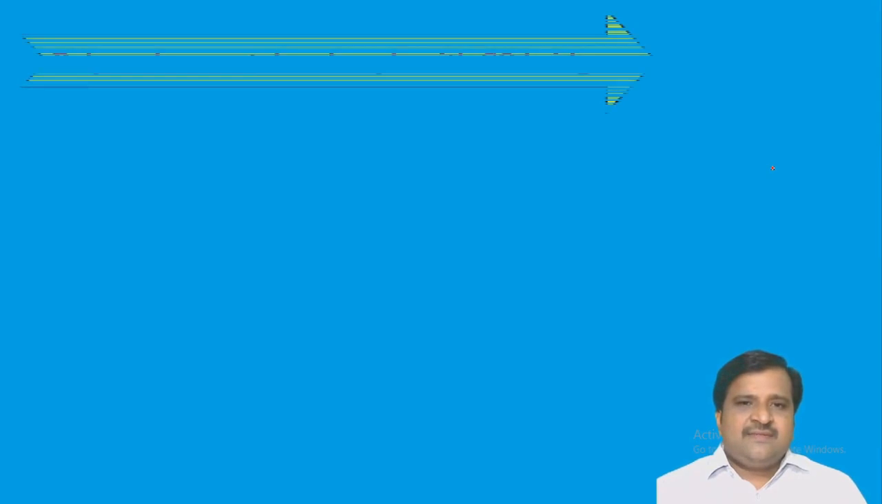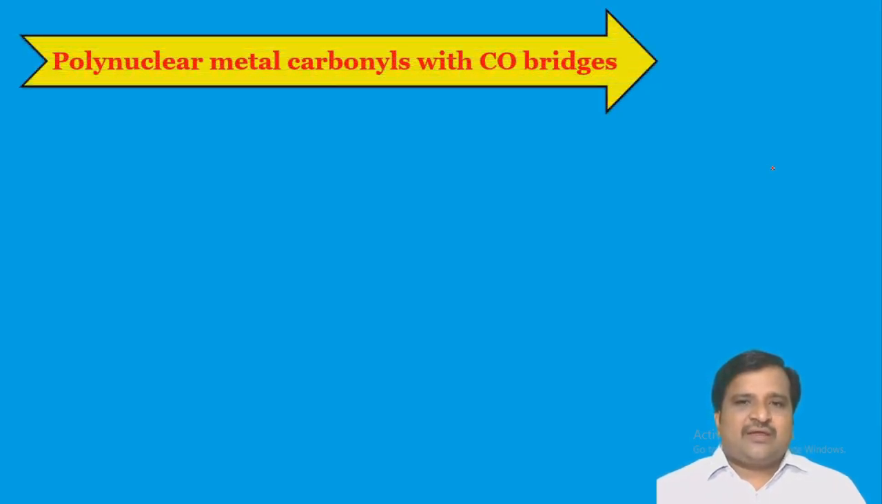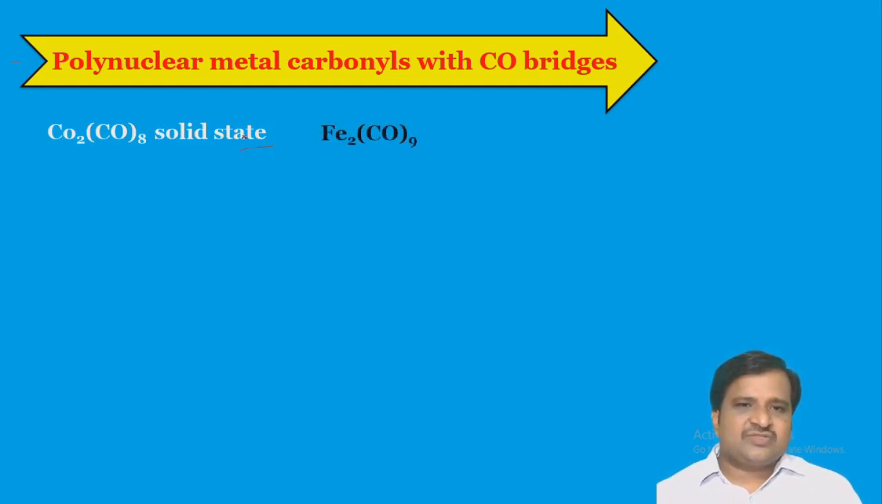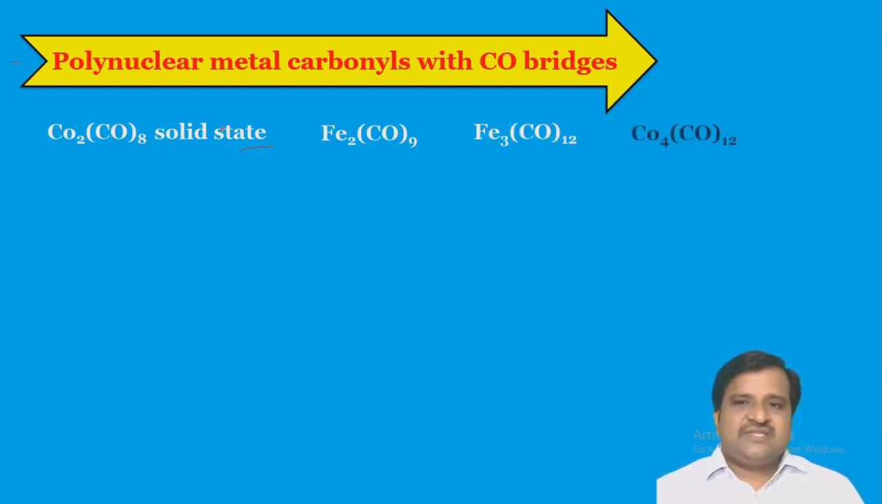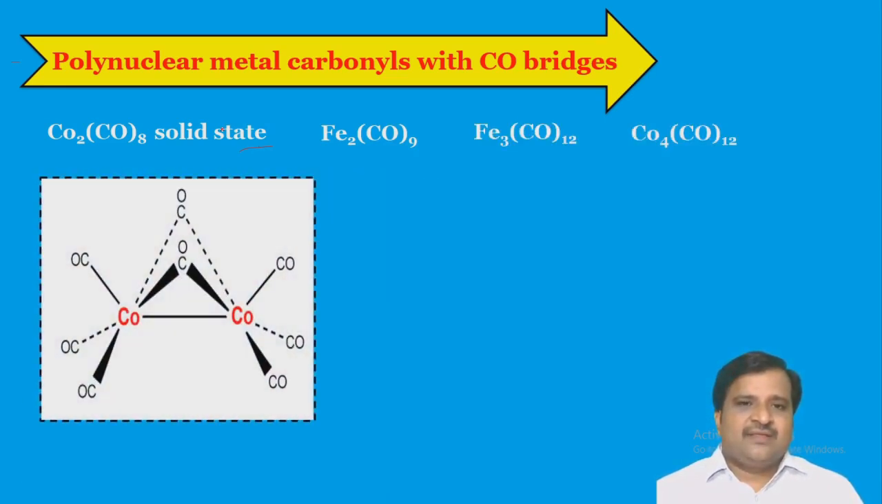And the other type is polynuclear metal carbonyls with CO bridges. Example: Co2(CO)8 in the solid state. In the liquid or solution state there are no CO bridges, but in the solid state there are CO bridges. And Fe2(CO)9, Fe3(CO)12, Co4(CO)12. So these are carbonyls with CO bridges.